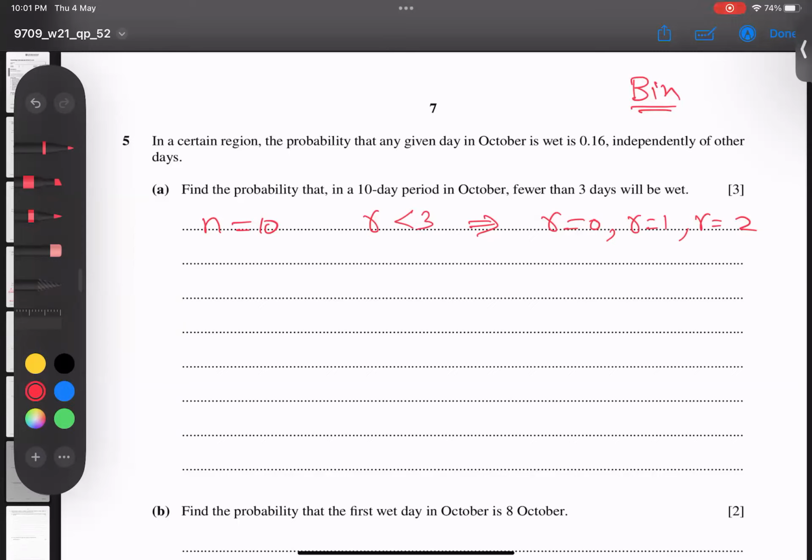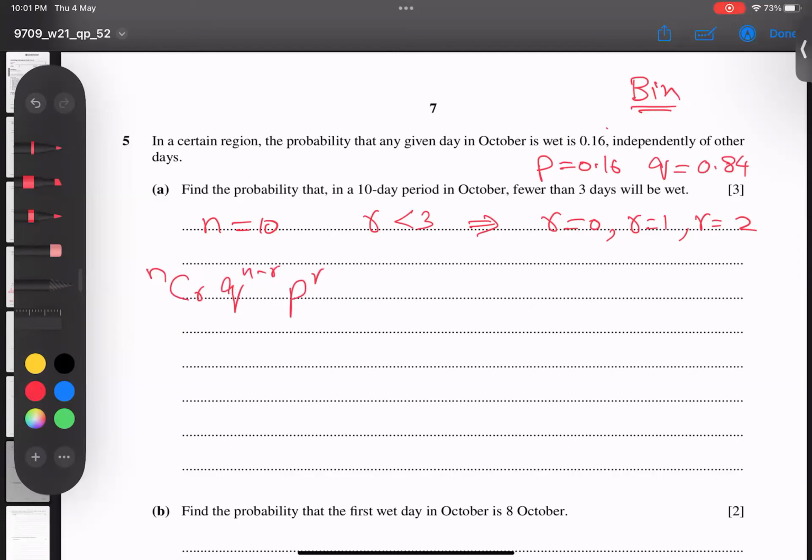But first of all, before applying the formula nCr, q to the power n minus r, p to the power r: n is confirmed, but what are p and q? P is 0.16, because I'm favoring the wet day. And q is 1 minus that, 0.84. Okay students, now I just apply the formula, and we will apply three formulas.